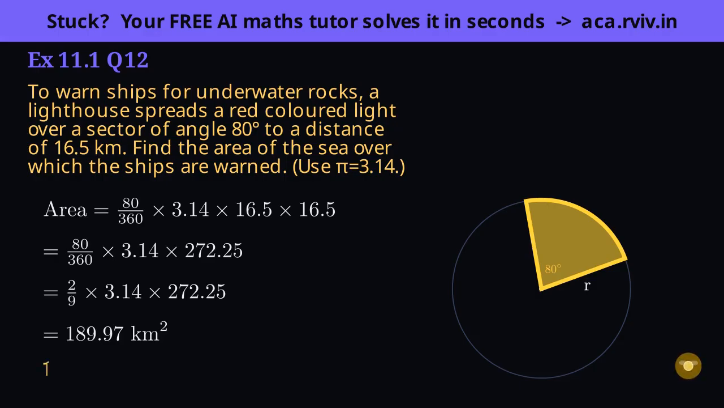The pattern behind so many word problems, any spread of light, water, or sound fanning out over an angle is a sector. The reach is the radius, the spread is the angle, name those two and it's a routine sector sum.